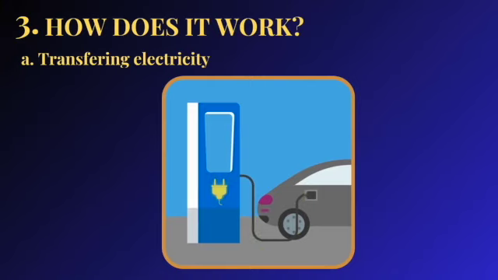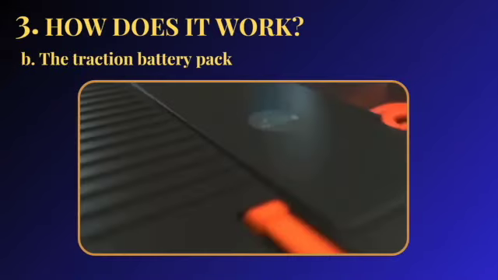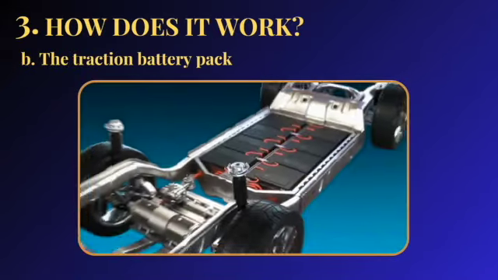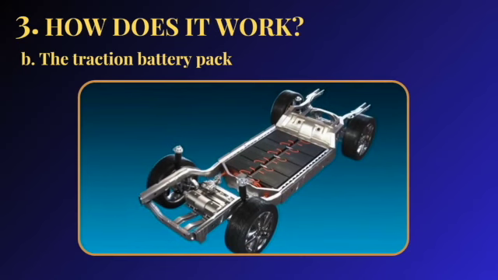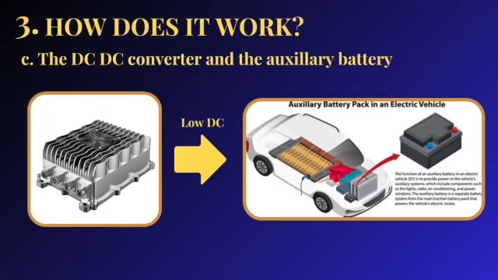Since we now know the components, how does it work? First, the vehicle gets connected to a charging station using a plug to the charging outlet. Second, the traction battery pack gets charged and stores energy in the form of direct current power. Then, the auxiliary battery pack gets charged with direct current power from the traction battery pack to run vehicle accessories, including headlights, audio, and computer systems.